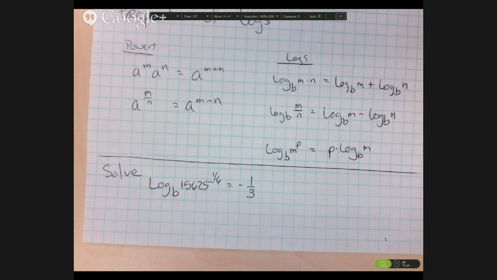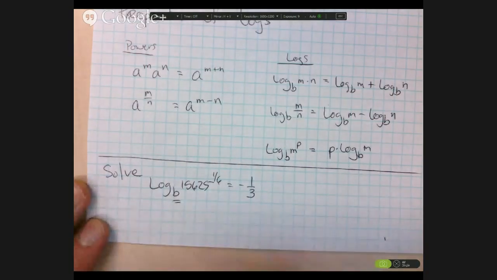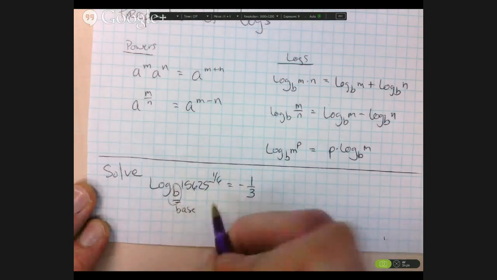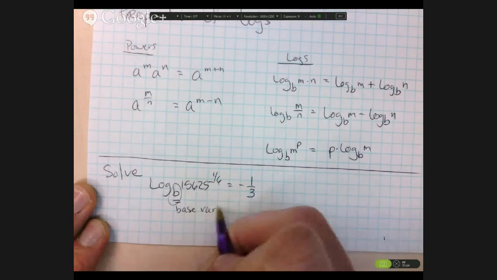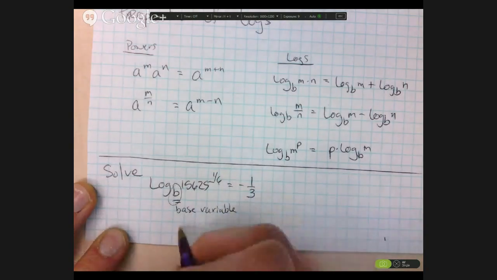So log base b, 15,625 to the 1/6 equals negative 1/3. Here's our variable, right? Okay. If the variable's in the base, best to rewrite it as an exponential.